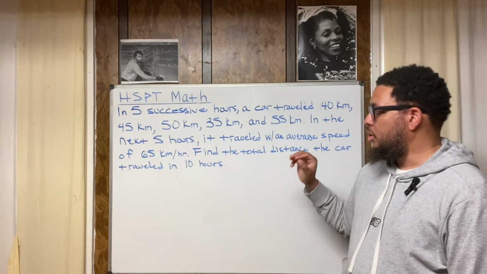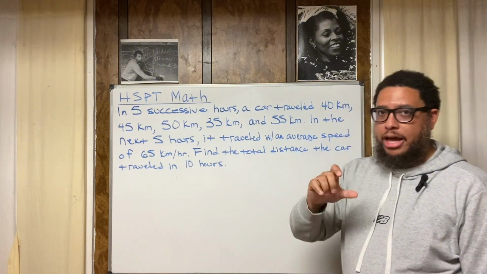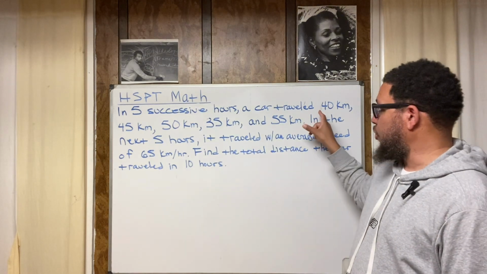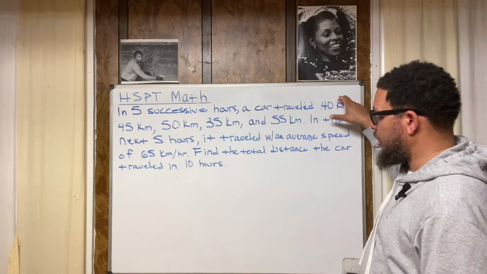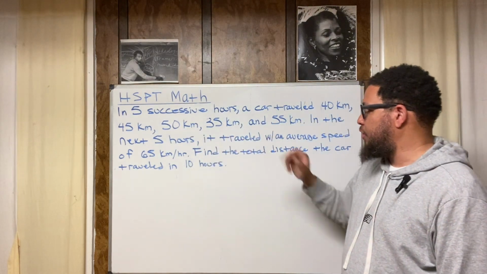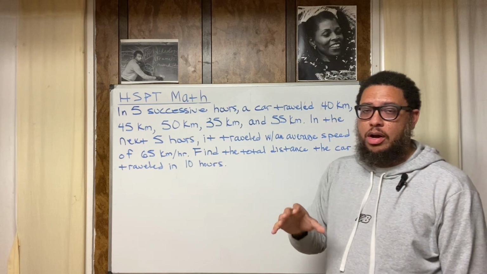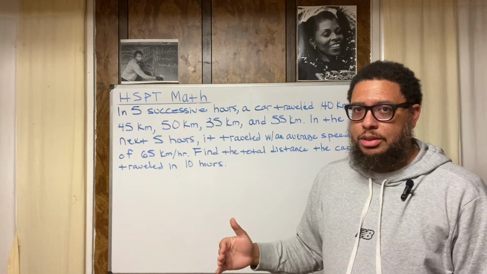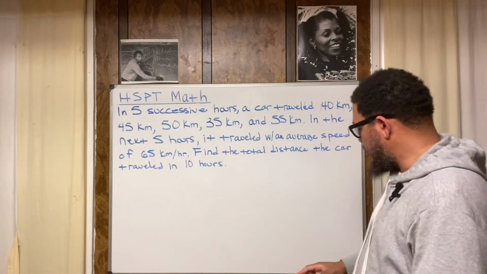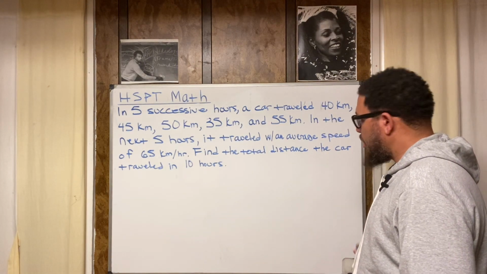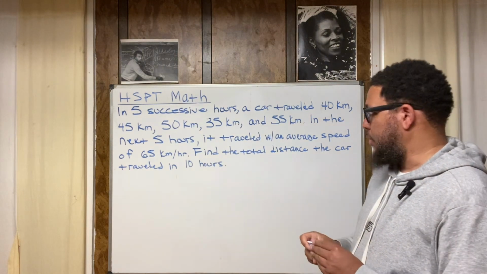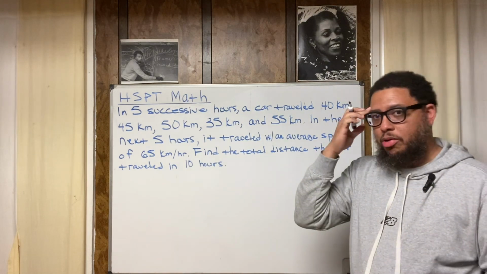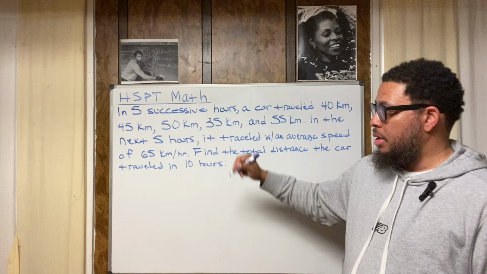The total distance. Total means add up all the distances, right, that it traveled in each of the 10 hours. So for the first 5 hours, it traveled 40, then 45, then 50, then 35, then 55. So we can easily figure out how far the car traveled in the first 5 hours. The second 5 hours is a little more complex. But let's first deal with finding how far the car traveled in the first 5 hours. Now, the HSPT exam does not allow the use of calculators, so we got to use our brain as a calculator. We got to use mental math tactics or handwritten math.